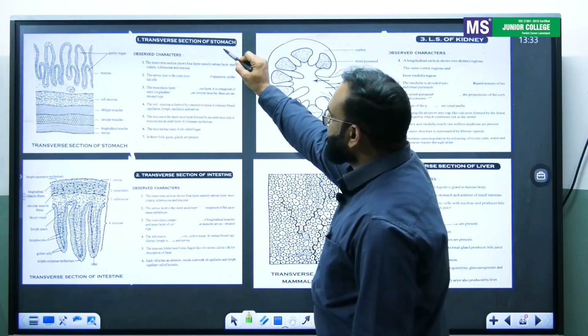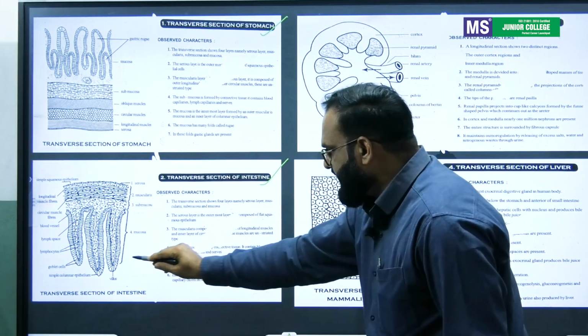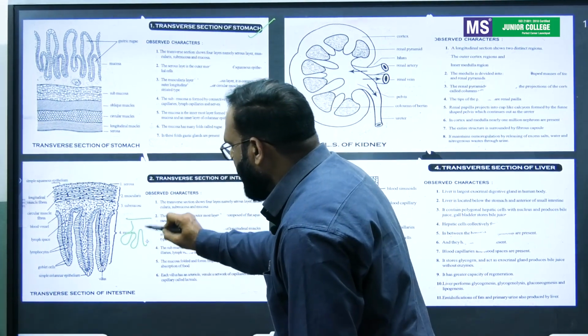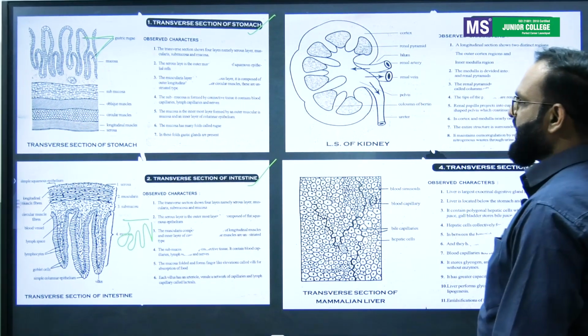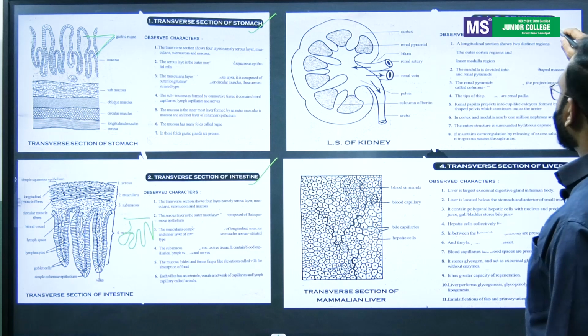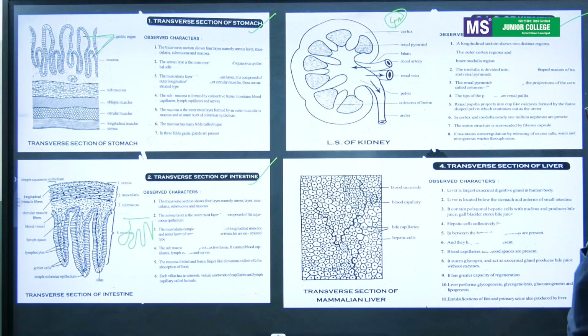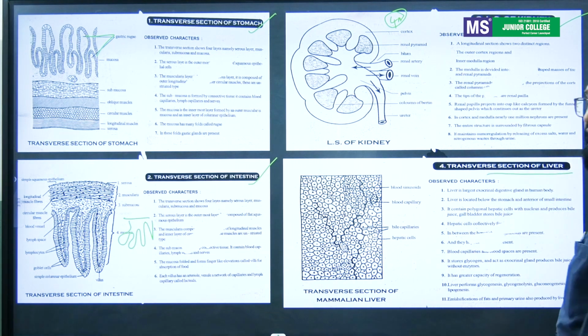And section E, mammalian slides. In the TS of stomach, TS of intestine. In TS of intestine, you have to draw the villi and microvilli. In TS of stomach, you have to draw gastric rugae. And LS of kidney. This is a 4 marks important diagram for second year students, intermediate students in zoology. Transverse section of liver. Functions of liver, again a very important diagram.